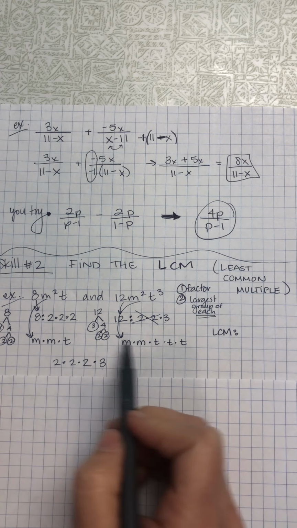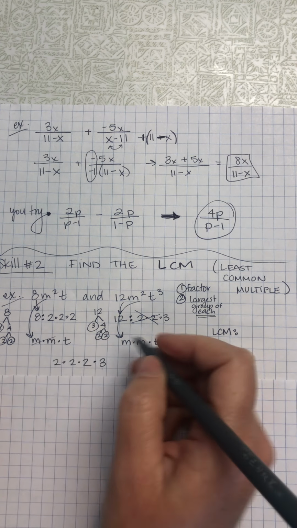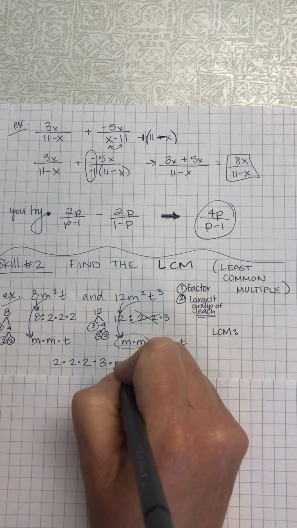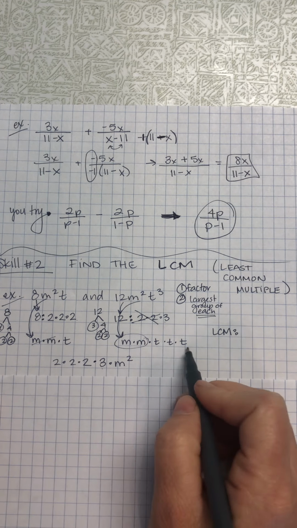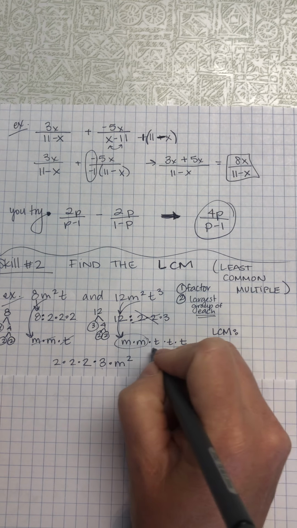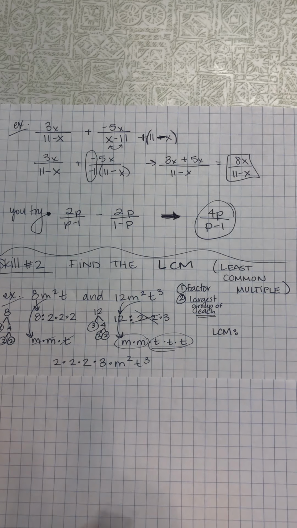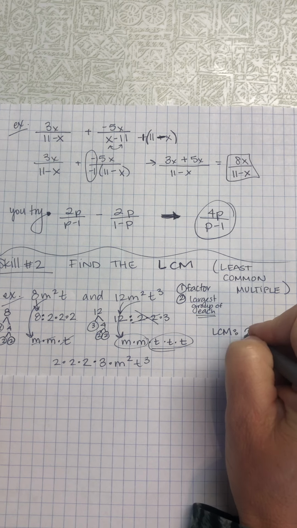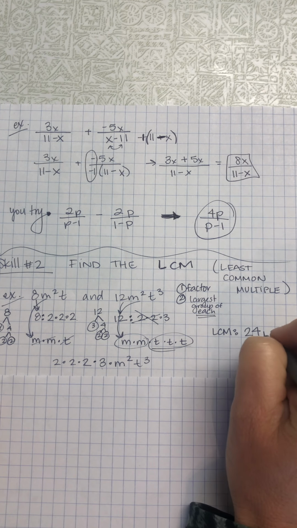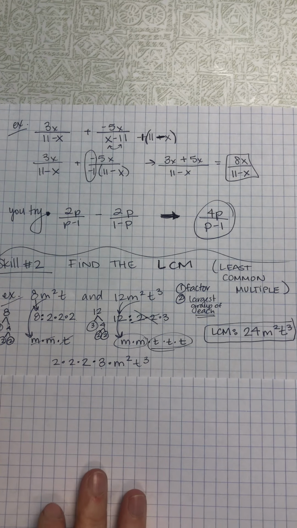Then if I check my variables and compare them, I've got m squared here and m squared here, so it doesn't matter which one I pick. I just need to make sure that they're included. And then t's, I have 1 here and 3 here. So I want the largest number, so I'm going to take t cubed. 2 times 2 times 2 is 8, times 3 is 24. So the LCM is 24 m squared t cubed. Okay.